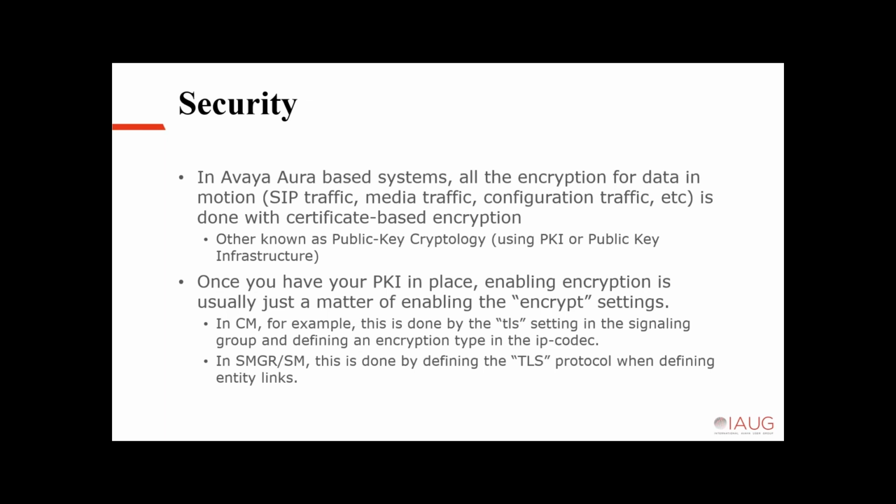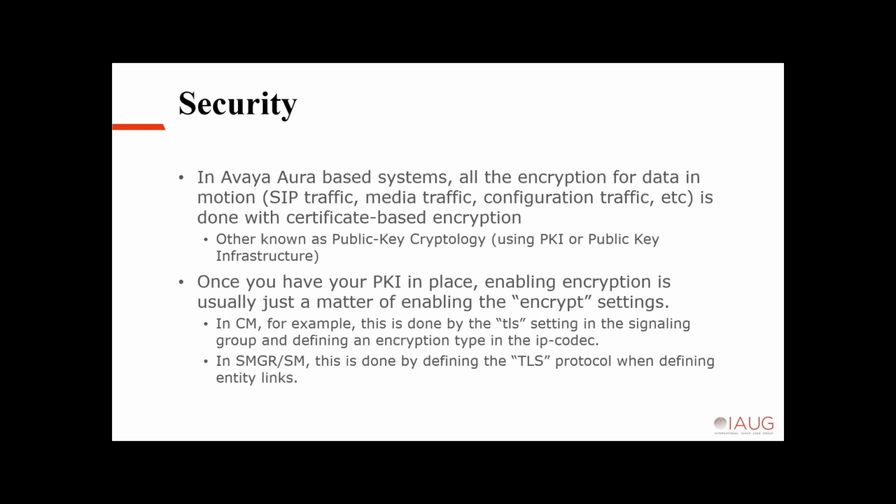This is the way that we do things in any type of voice system. And I'll even step back and say this is also how it's done with all voice over IP systems. So your Cisco systems, your Asterisk systems, your OpenSERs, all that type of stuff are all using PKI. Once you have your PKI in place, enabling encryption is usually just a matter of enabling the encrypt settings. And every application has it a little bit different. Communication Manager, for example, if you go to your signaling group, you change a signaling group from TCP to TLS.